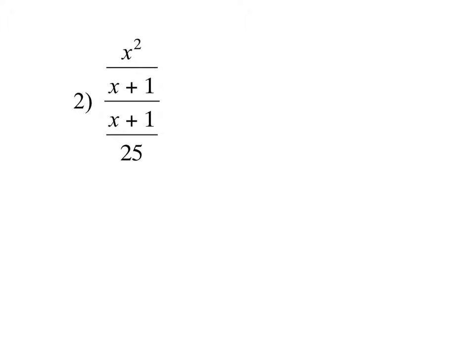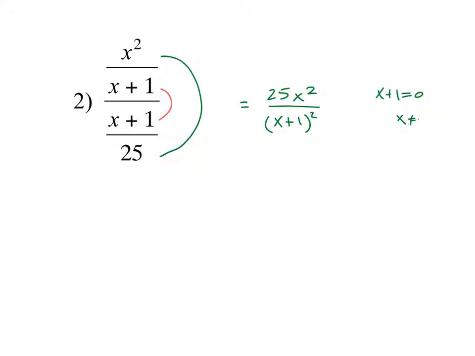So again, numerator, that's the numerator. So this is 25x squared divided by denominator times numerator, so x plus 1 squared, right? We know that x plus 1 cannot equal 0, so x cannot equal negative 1.